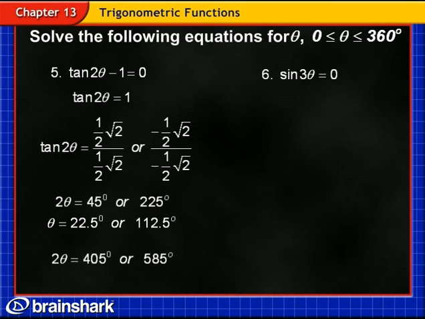That's 360 degrees more than 45. So to get that, I added 360 to the 45. Or where 2 theta is 585. Again, I added 360. So I went around the circle another rotation. Once I get these angles, I divide them by 2, and that gives me 2 more angles that have that tangent of 1, that are still between 0 and 360.